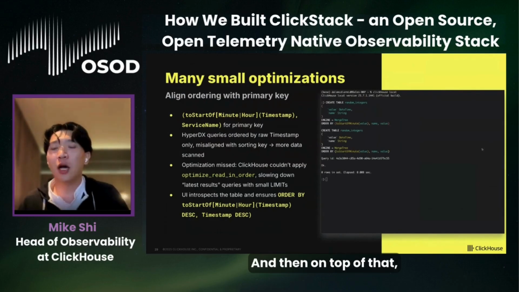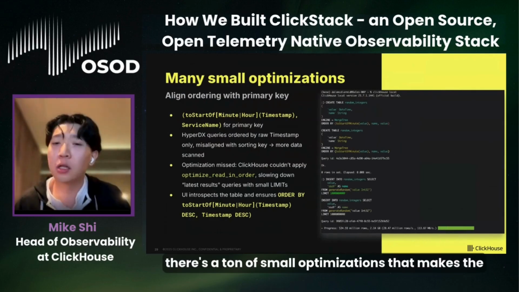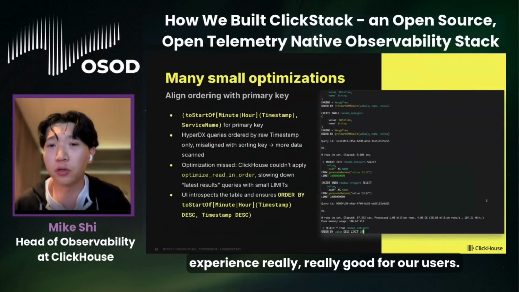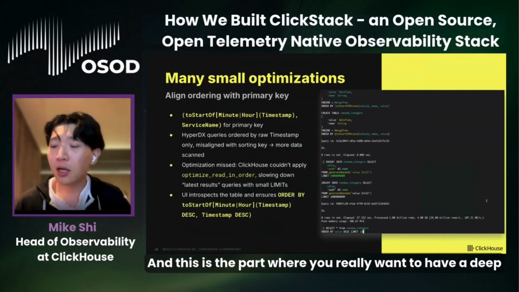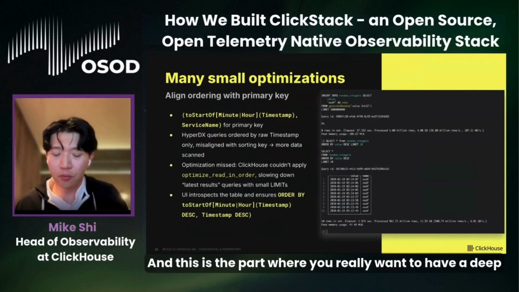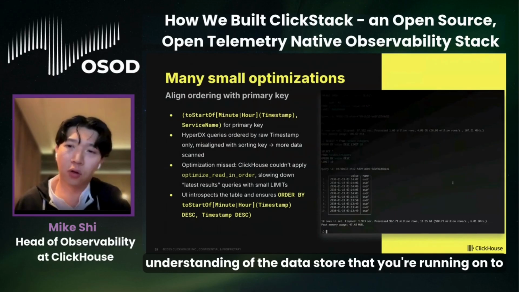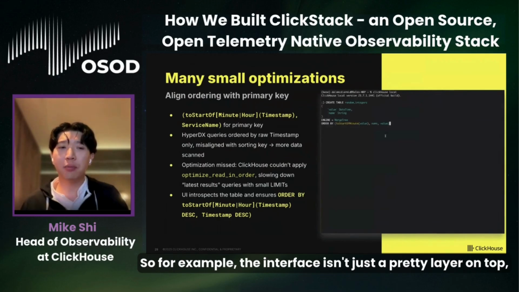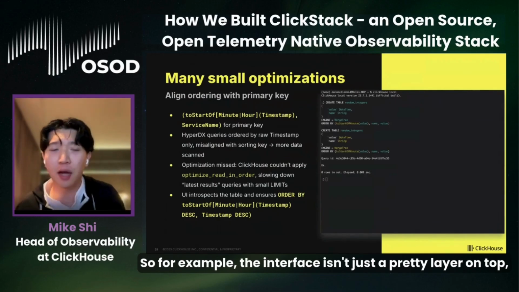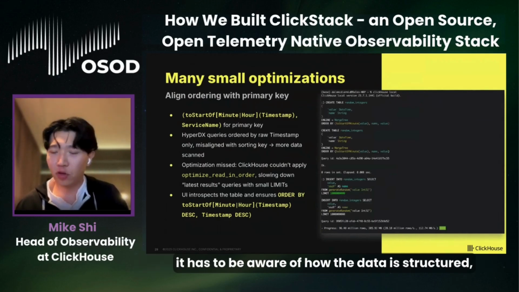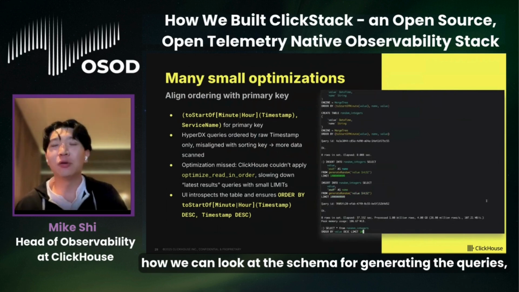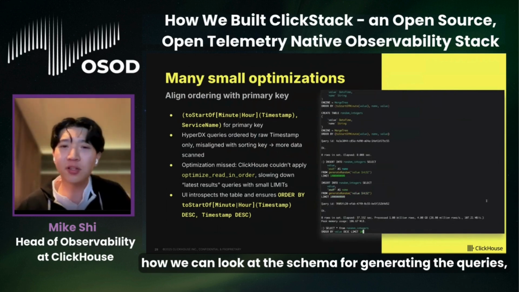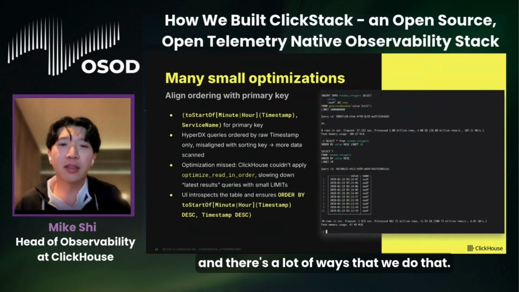And then on top of that, there's a ton of small optimizations that makes the experience really, really good for our users. And this is the part where you really want to have a deep understanding of the data store that you're running on to really maximize the performance you can get out of it. So for example, the interface isn't just a pretty layer on top. It has to be aware of how the data is structured. I've already been mentioning how we look at the schema before generating the queries. And there's a lot of ways that we do that.